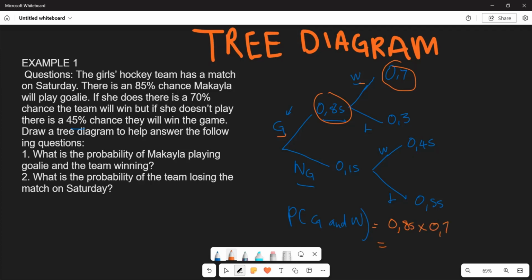And what is going to be our probability? Therefore, the probability that you are going to get is 0.6 altogether. So that is going to be that particular probability.